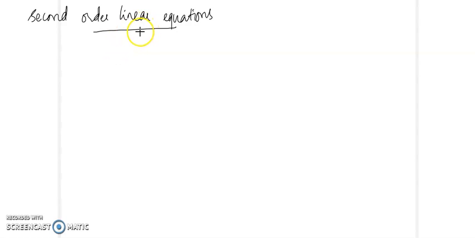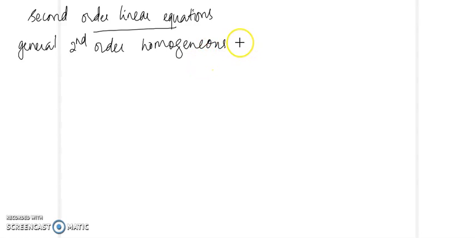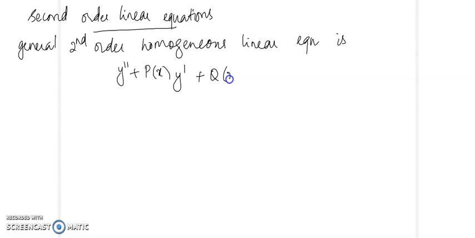Hello all. Now let us look into the power series solution of the second order linear differential equation. So in the general second order, we are going to look at first homogeneous linear equations. So the general second order homogeneous linear equation is of the form y double dash plus p of x y dash plus q of x y equal to 0.